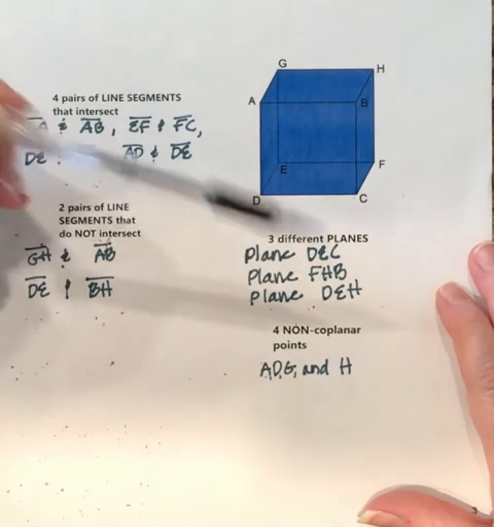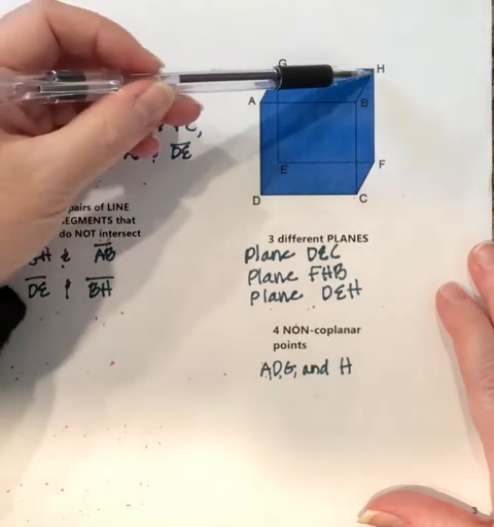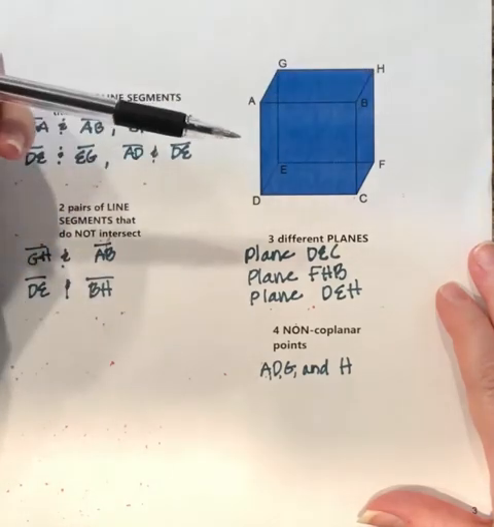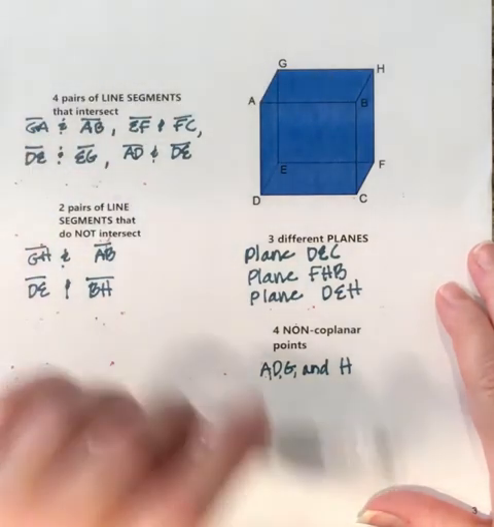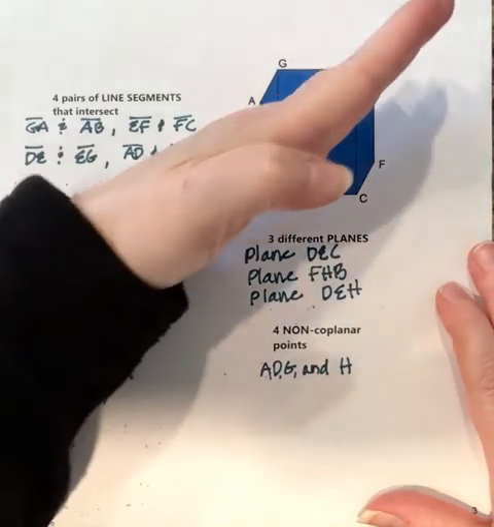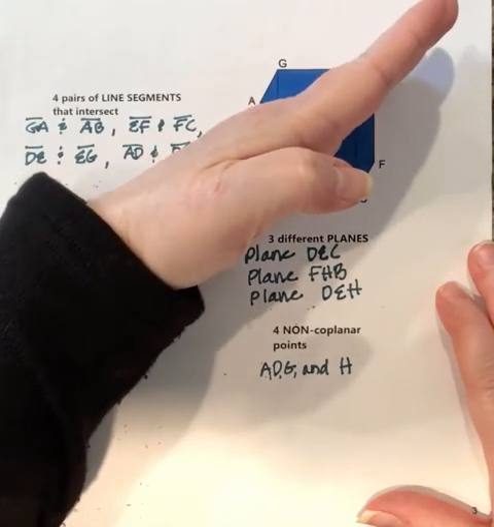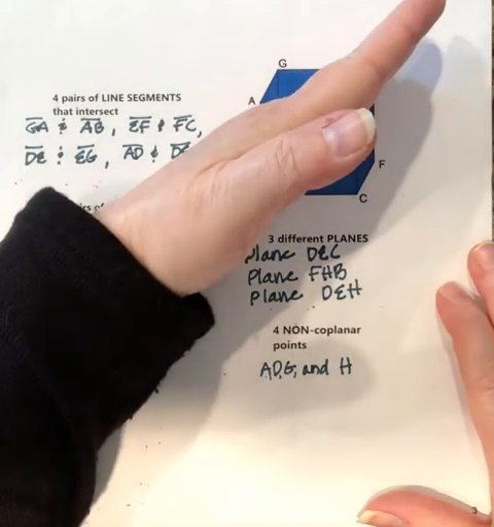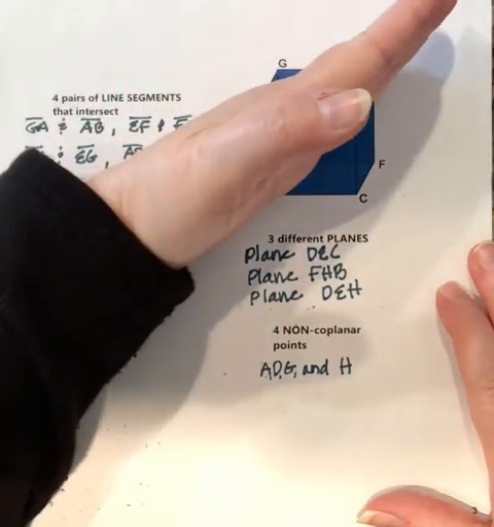Plane DEH. Okay, well, D is here, E is here, and H is here. I did this on purpose because this is often something that people miss. And I'm going to look at it two different ways. One is, even though the plane isn't necessarily drawn in, I can still envision a plane going diagonally through the middle of this box. That is the plane that would have points D, E, and H all on it, the diagonal through the middle.